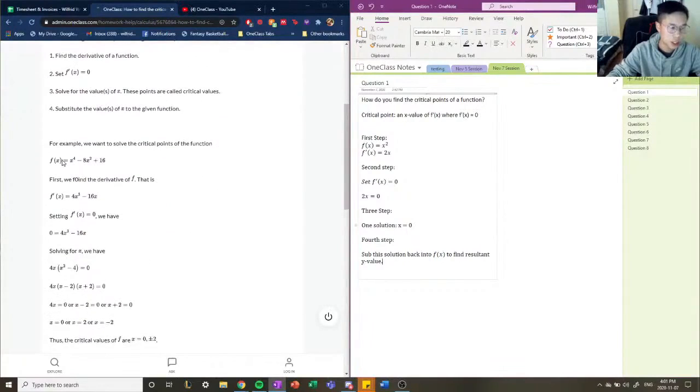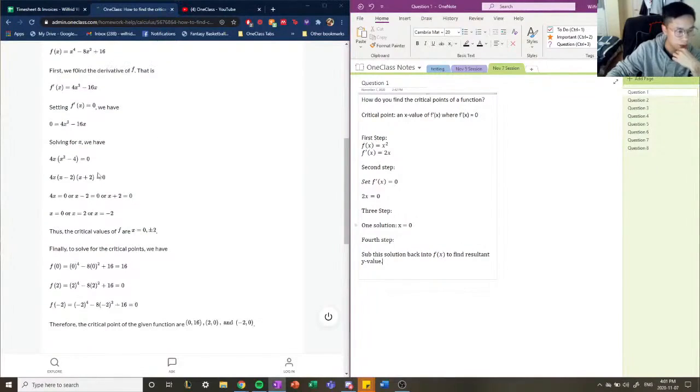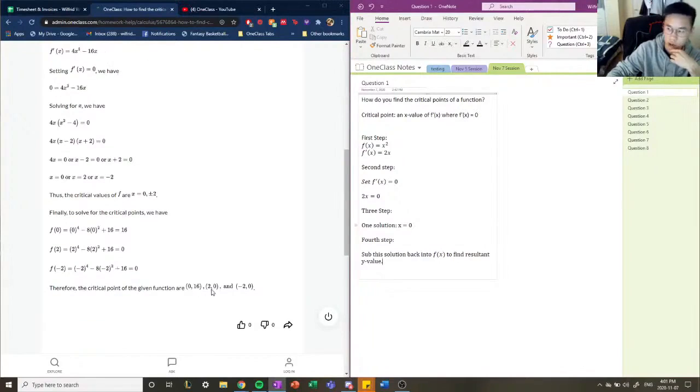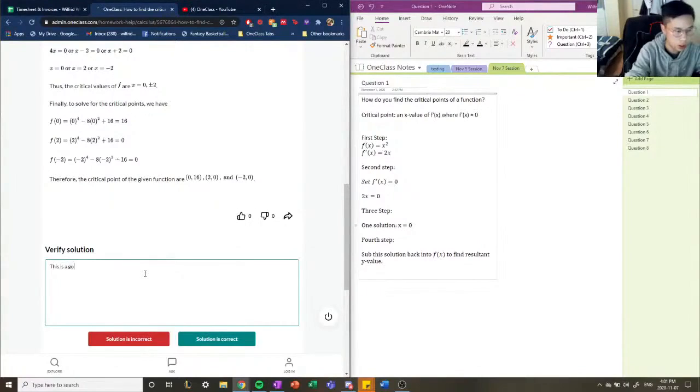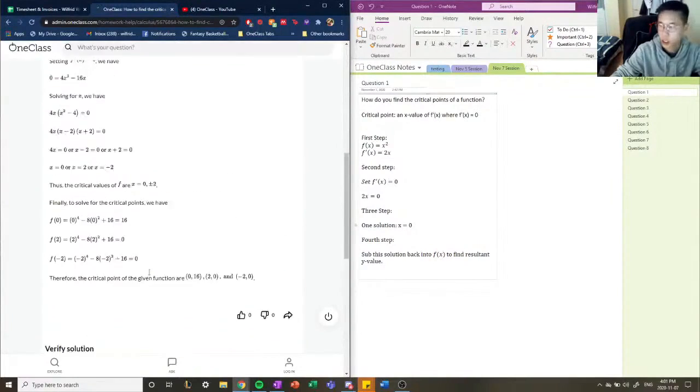The junior tutor used a slightly more complicated example. They used f of x equals x to the 4 minus 8x squared plus 16. They found the derivative, set f prime of x to 0, and found 3 solutions. So they found 3 critical points. And they plugged all these 3 critical points back into the original function to find the critical points where the slope of the graph is 0. So this is a good and detailed solution. Nice work.